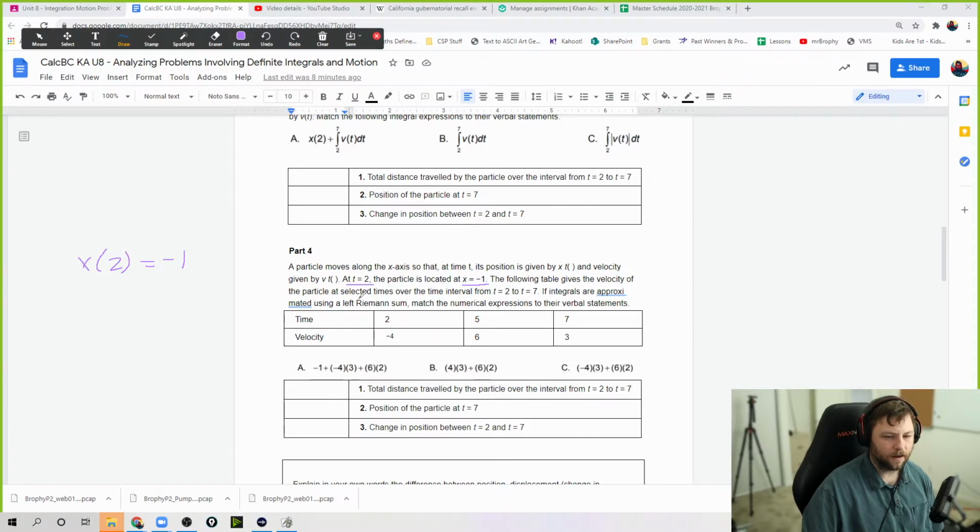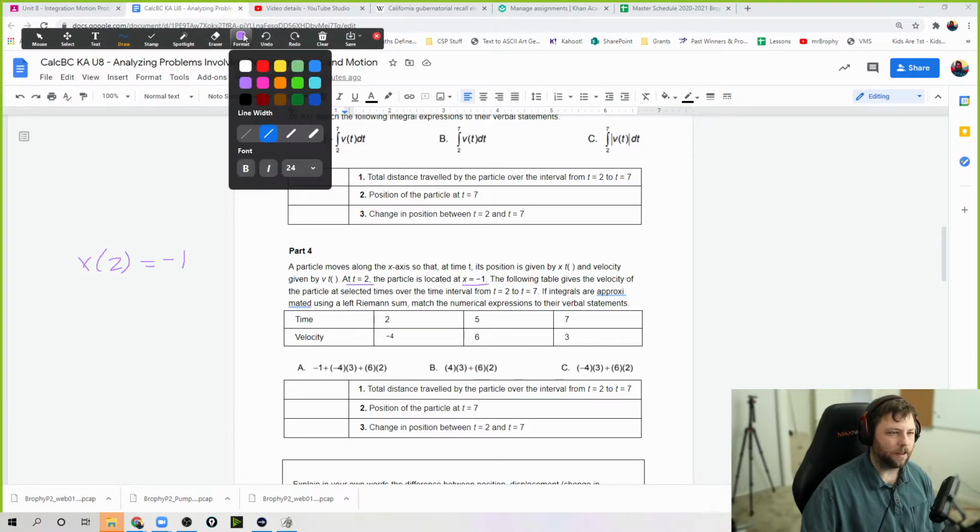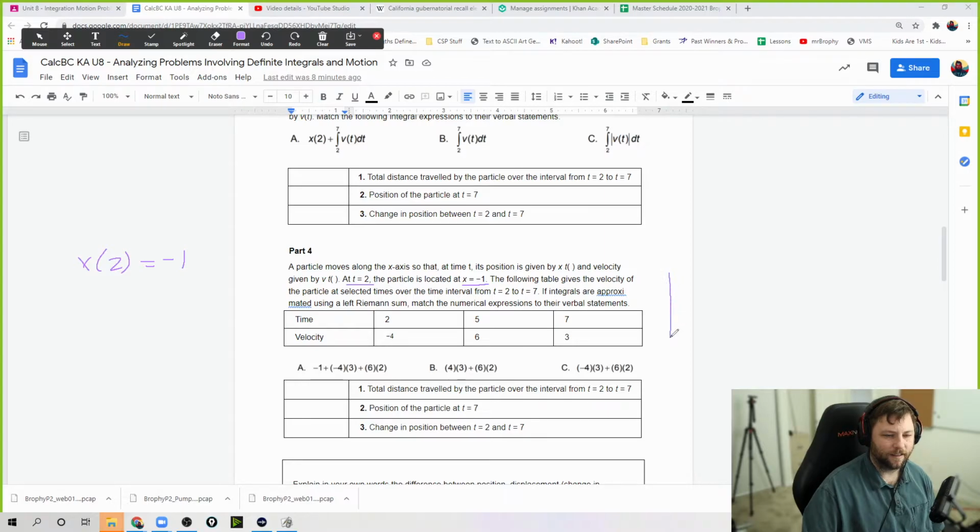And then, okay, we're doing a left-hand Riemann sum here. I almost want to graph these out. Let's say at times 2, 5, and 7, and it's not scaled right, but I don't care. My velocity here, and this is a velocity graph, is going to be at like -4. And then this one's going to be at like 6, at 5. And at 7, my velocity is going to be 3. I want to have that picture for me.